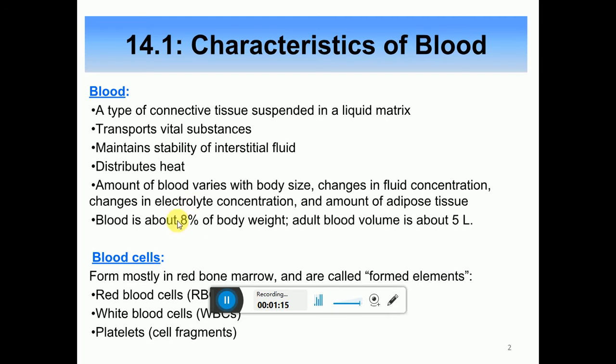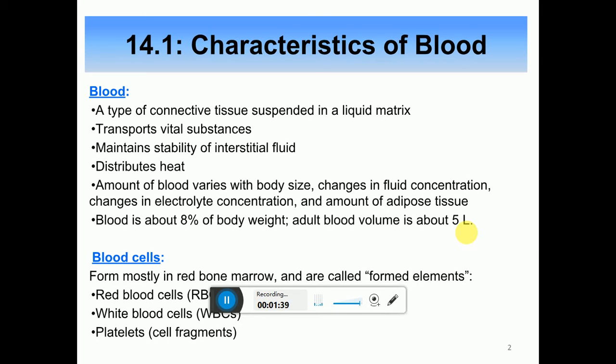And remember that about 8% of body weight is made out of blood. The adult blood volume is about 5 liters. That is an average, and it's obviously different from one person to another, depending on gender, depending on age, and whether the person is hydrated or dehydrated. But again, an average adult would have 5 liters of blood.